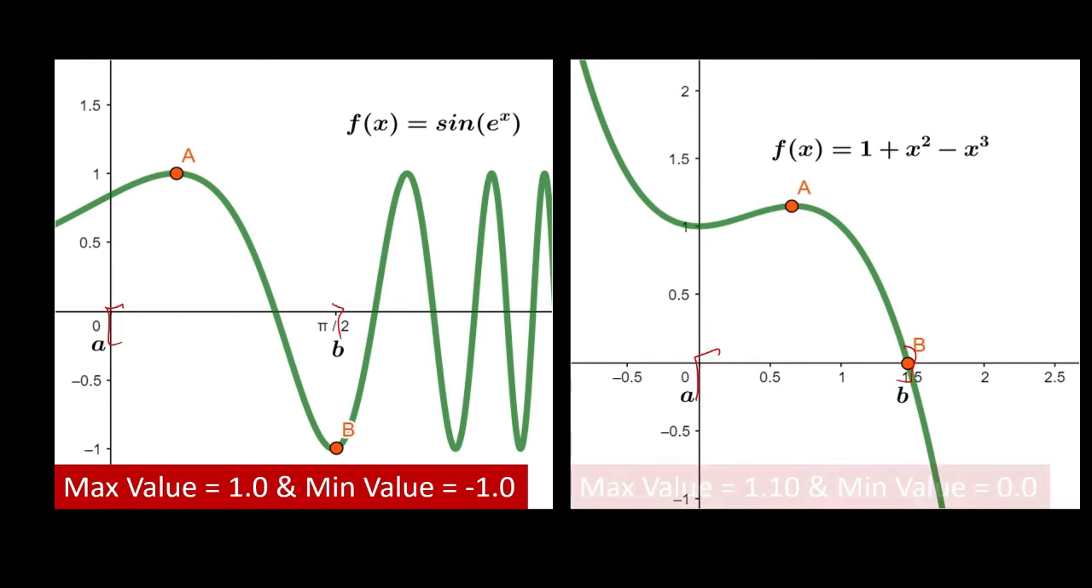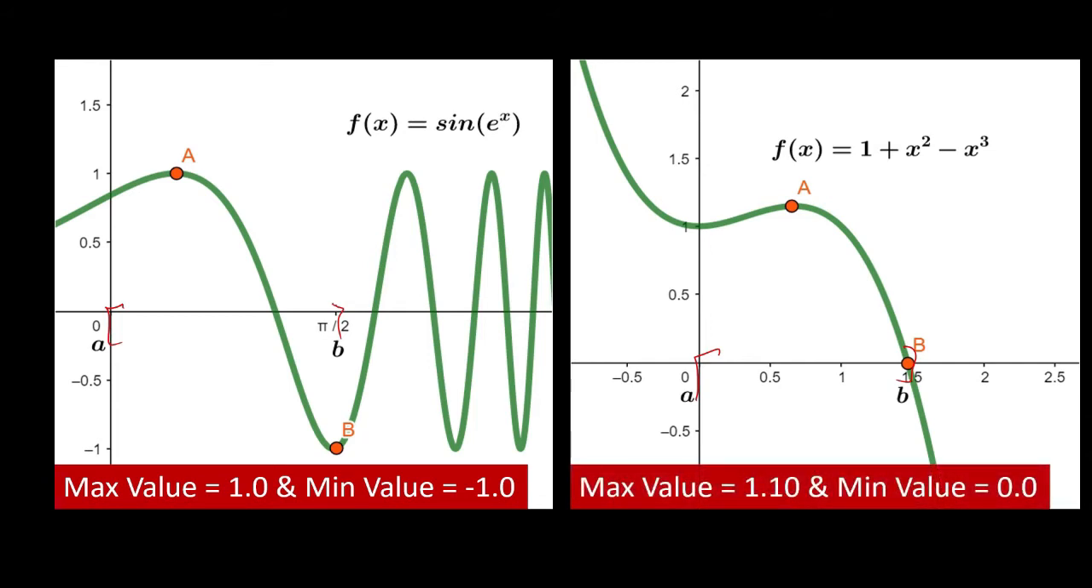And we will find the maximum value of our function at point A. It is approximately equal to 1.10. So you will look at the y-coordinate of that point to estimate the maximum value of your function. And the minimum value is, of course, 0.